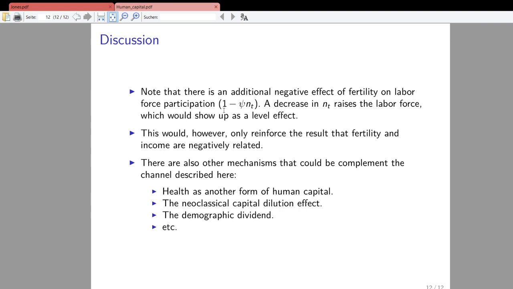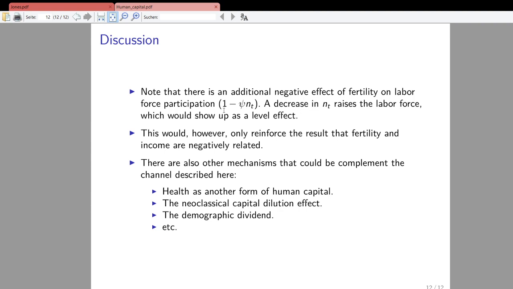So this is basically an effect that would lead to a shift in labor force participation of the parents, and that does not show up in the long run growth rate, but it would lead to a level shift in per capita GDP that goes further into the direction of a negative association between fertility and economic growth, as we've talked about it. So this would rather reinforce the result that fertility and income are negatively related. And there are also other mechanisms that could complement the channel that is described in this chapter.